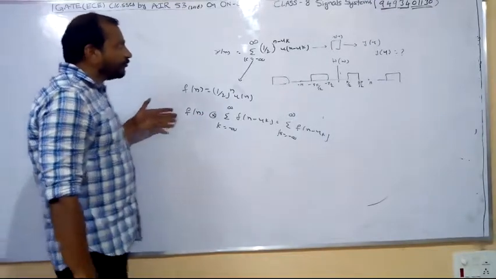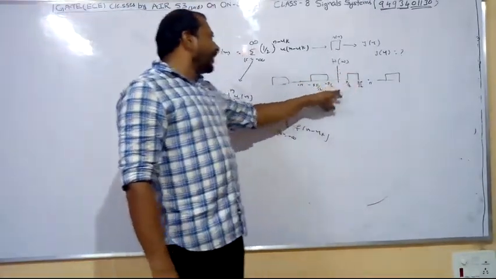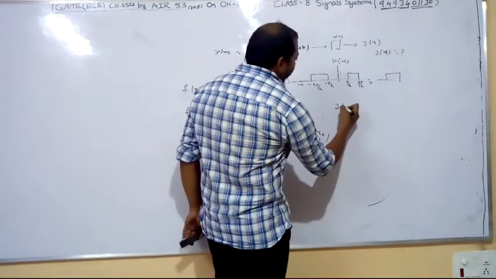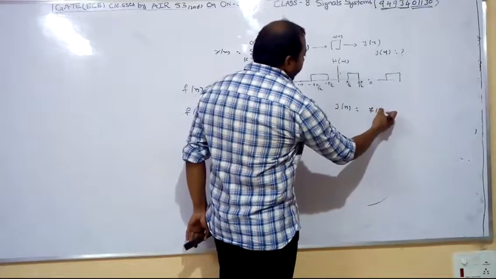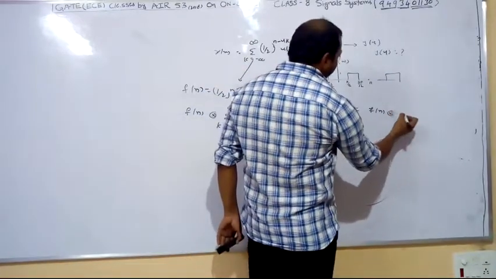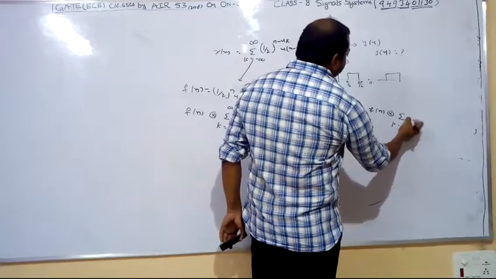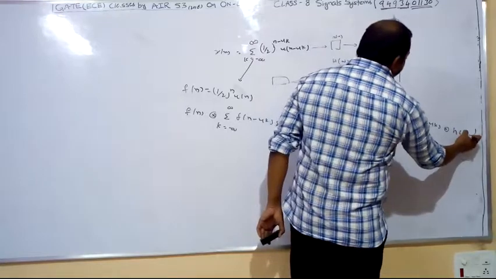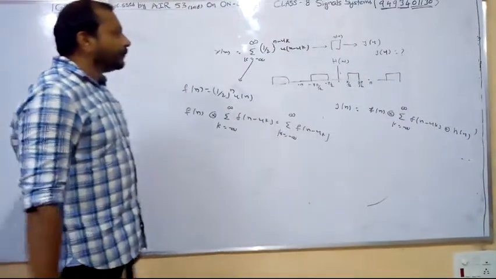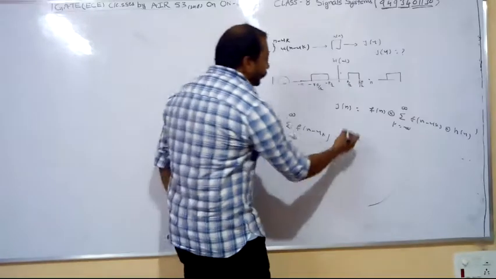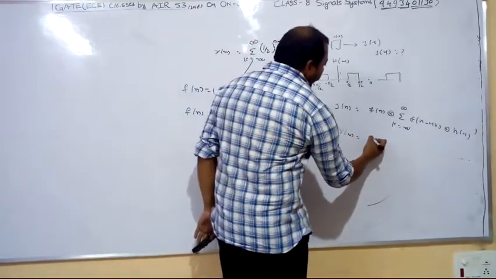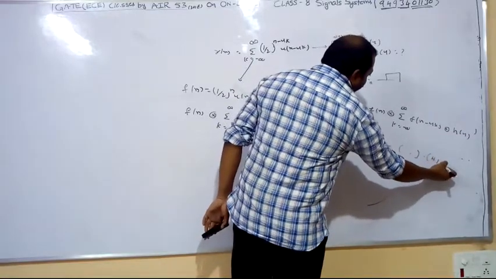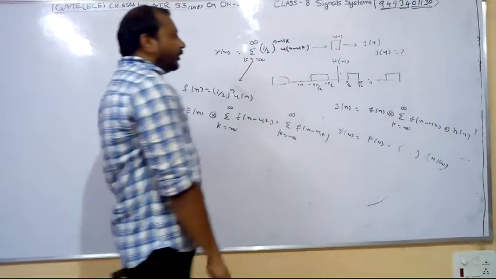This signal is passed through the filter h of n, whose characteristic they have given. So the overall signal y of n can be represented as f of n convolved with sigma k from minus infinity to infinity of delta of n minus 4k, convolved with h of n. So simply, convolution becomes multiplication in the frequency domain. The corresponding y of omega is simply f of omega into the frequency domain of this one into h of omega. This one only you have to calculate.